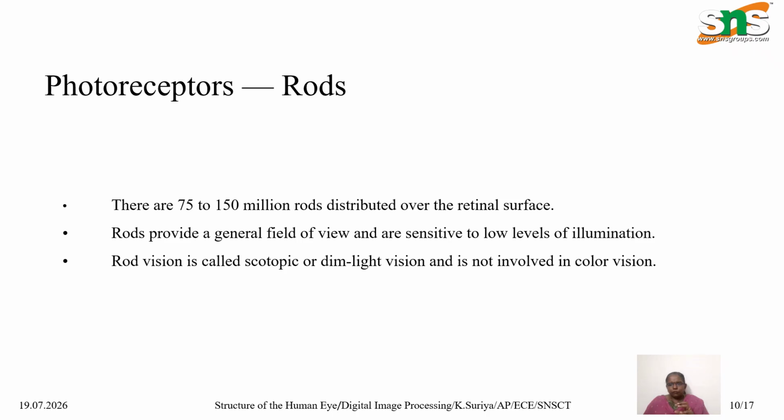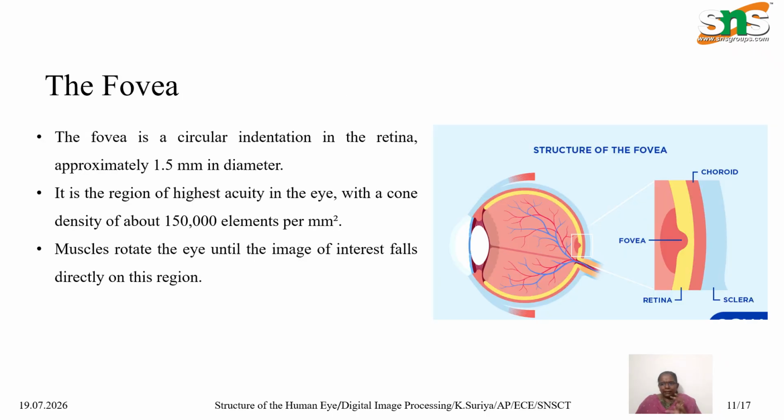Next is the fovea. The fovea is a tiny region located at the center of the retina and contains the highest concentration of cones. Whenever we want to examine an object carefully, our eye muscles automatically move the eye so that the object's image falls exactly on the fovea. This is why we naturally focus our attention on this region while reading or observing details.